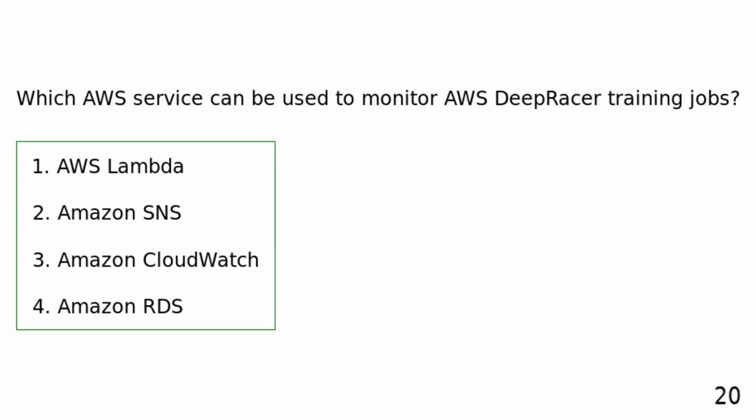Which AWS service can be used to monitor AWS DeepRacer training jobs? AWS Lambda, Amazon SNS, Amazon CloudWatch, Amazon RDS.